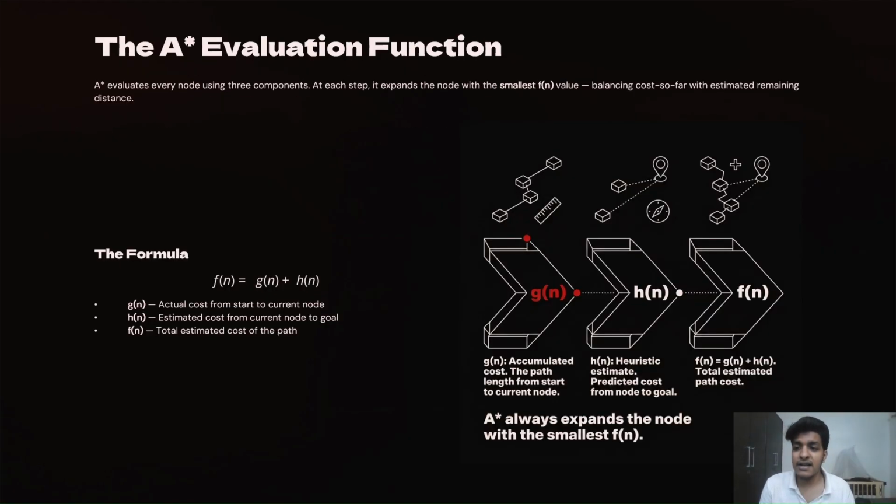A-star search evaluates every node using three components. At each step, it expands the node with the smallest f(n) value, balancing cost so far with estimated remaining distance. The evaluation function used here is f(n) = g(n) + h(n), where g(n) is the actual cost from start to current node, h(n) is the estimated cost from the current node to the goal node, and f(n) is the total estimated cost. The decision is based on the smallest f(n) value, which will be selected first.